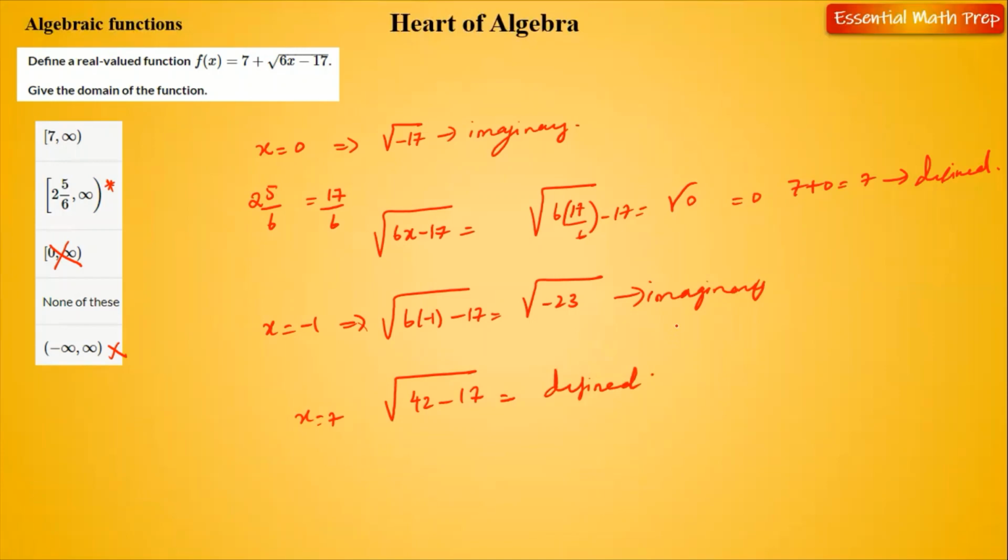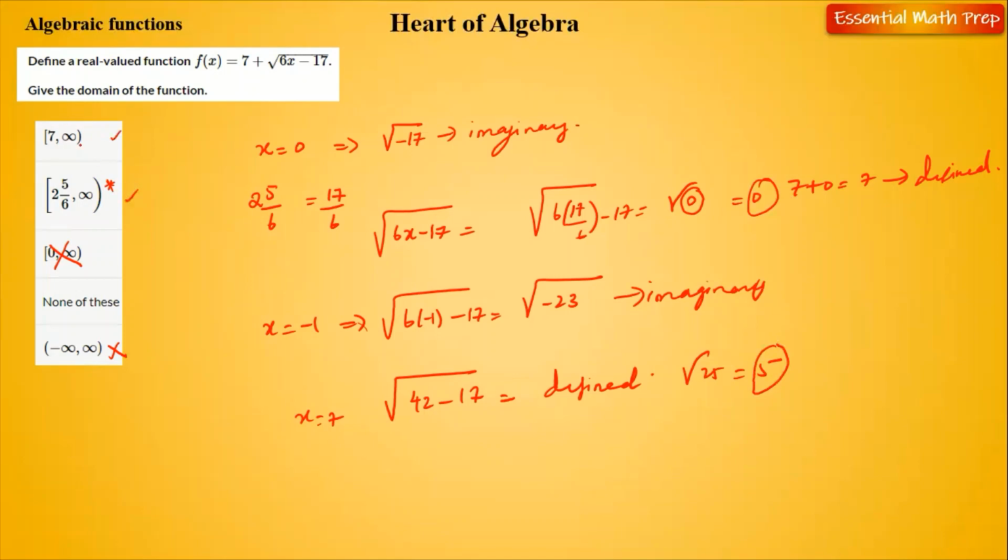Right? But this is the minimum, right? When you substitute 2 5 over 6, the value inside the square root is 0, whereas here it's, what is it, 25? 42 minus 17 is the square root of 25, which is 5, right? Here it's 0, here it's 5. So these are both correct.